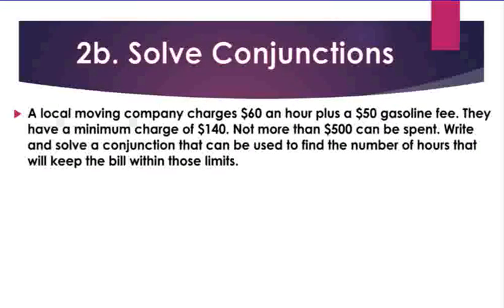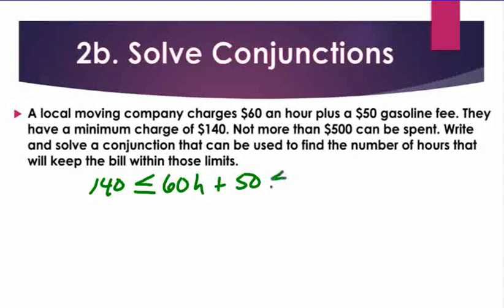Next one, a local moving company charges $60 an hour plus a $50 gasoline fee. So this would be 60 per hour plus the $50 for gas. They have a minimum charge of $140. So it has to be greater than or equal to $140, but it cannot be more than 500. So not more than 500 can be spent, a maximum of $500. Write and solve a conjunction that can be used to find the number of hours that will keep the bill within those limits. So now, start in the middle.